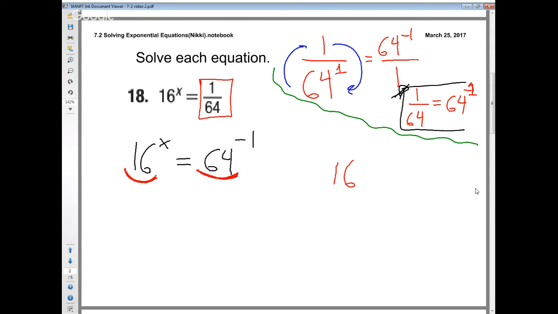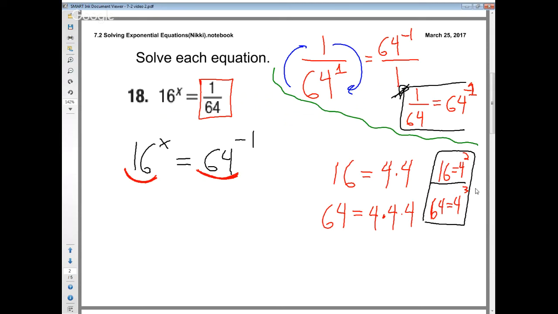And some of you might have recognized already that maybe we could possibly use 4. Because we know 16 is the same thing as 4 times 4, and 64 is the same thing as multiplying 4 3 times. So in other words, 16 is the same thing as 4 squared, and 64 is the same thing as 4 cubed. Maybe using these two pieces of information can help us figure out what we need in order to solve our equation.